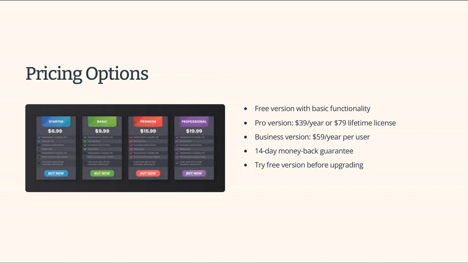Mailbird offers a free version with basic features. However, to unlock its full potential, there's the Pro version. It costs $39 for a yearly subscription or $79 for a lifetime license. For businesses, there's the business version at $59 per year per user. It's recommended to start with the free version and upgrade as needed. They also offer a 14-day money-back guarantee if you're not satisfied.